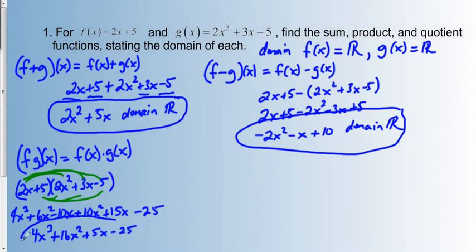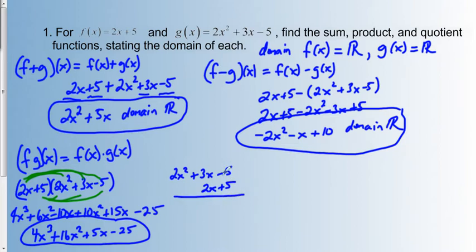Now, another way to do that is to multiply vertically. In that case, I probably want the trinomial on top. So this is just an alternate method here. Hopefully we'll come up with the same thing. Positive 5 times negative 5 is negative 25. Positive 5 times positive 3x is positive 15x. Positive 5 times 2x squared is 10x squared.